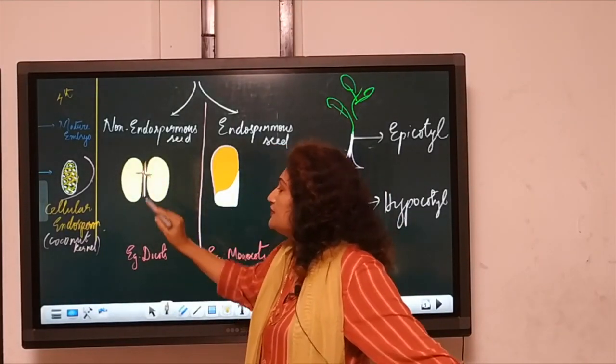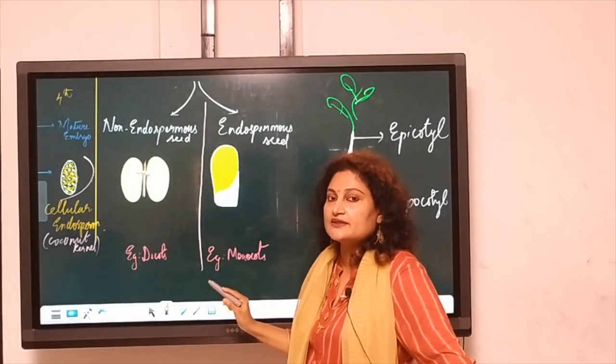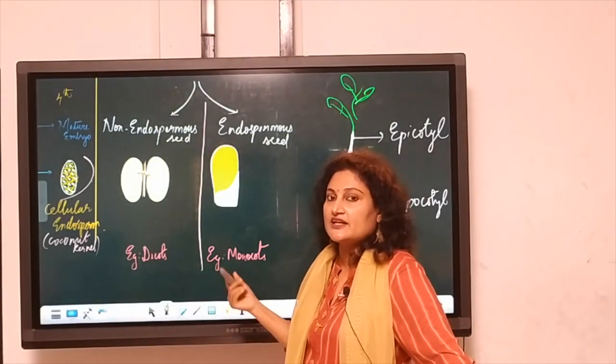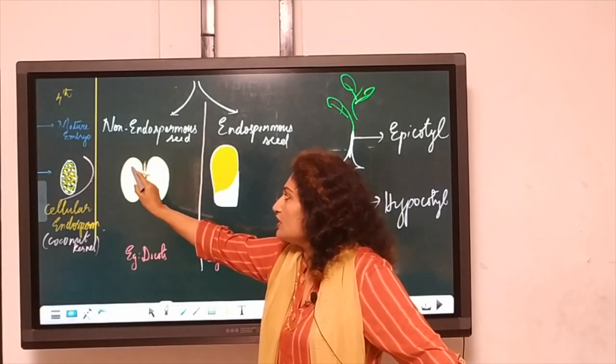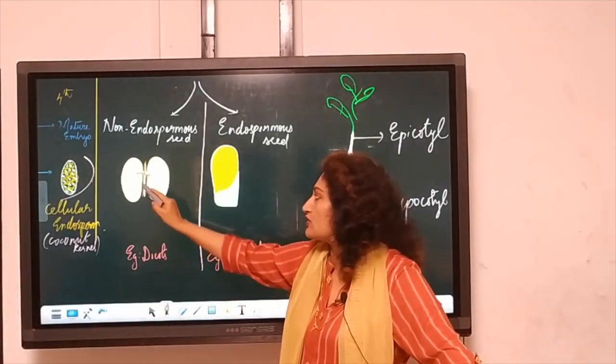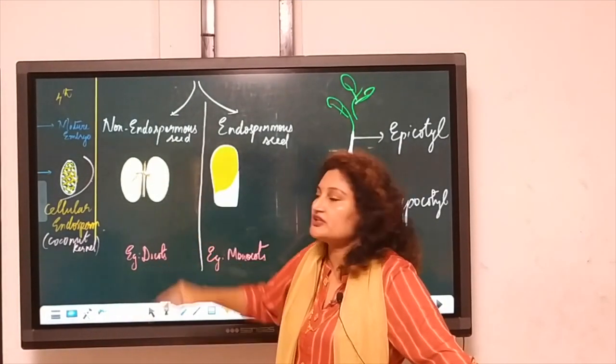Now, in a dicot seed, there is no endosperm. Instead, for germination of the seed, the nourishment is taken from the cotyledon. So they have two fleshy cotyledons from which they take the nourishment for development.